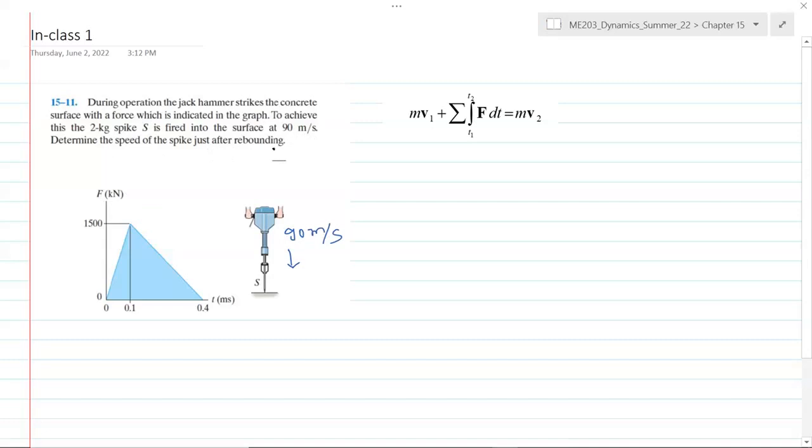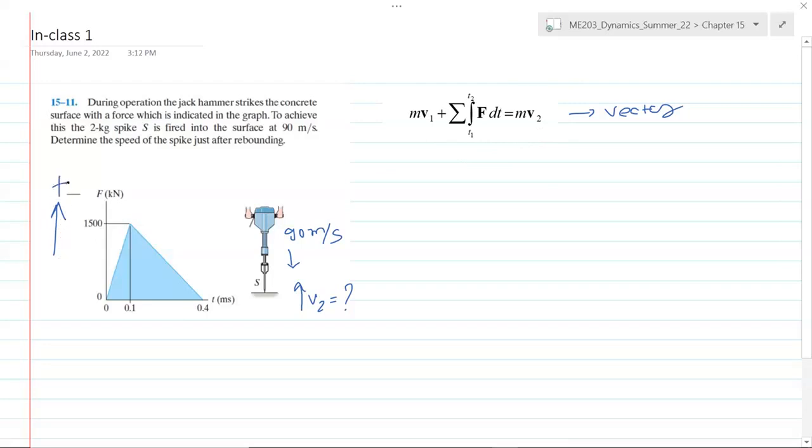So we need to calculate the speed of the spike after it hits the ground. It rebounds and then moves upward. So we need to calculate v2, the speed of the spike after rebound. Since this equation is actually a vector equation, but the entire motion of the spike as well as the impulse is along the vertical direction only, we will use the scalar version of this equation. So we don't use ijk unit vectors, we just write the magnitudes only because everything is in one dimension.